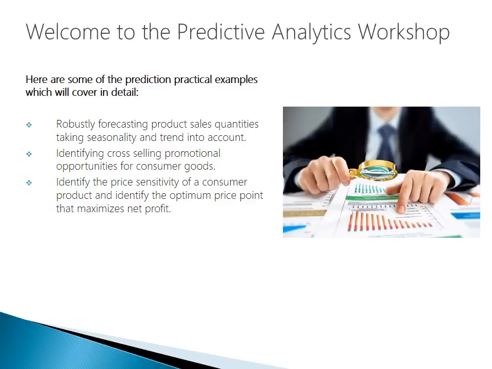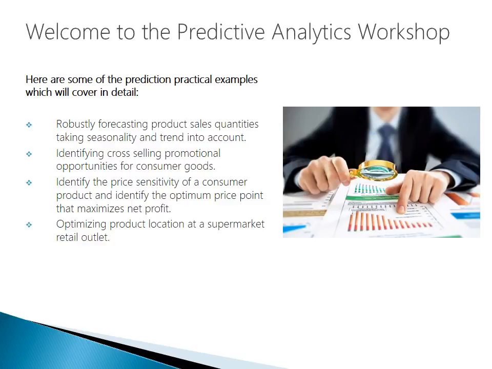We will identify the price sensitivity of a consumer product and identify the optimum price point that maximizes net profit. This is one of the more interesting examples throughout the program, but we're going to build a regression analysis. From this regression analysis, we're going to determine the price elasticity of a product, and then leverage that knowledge into an optimization function that helps us to identify what the ideal price point of a product that maximizes net profit, which is a constraint. So we'll get into some simple optimization.